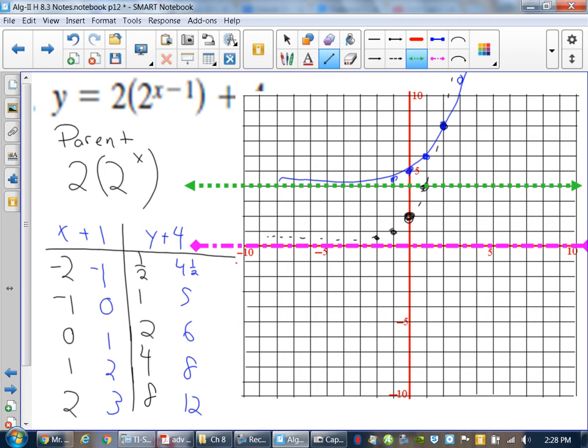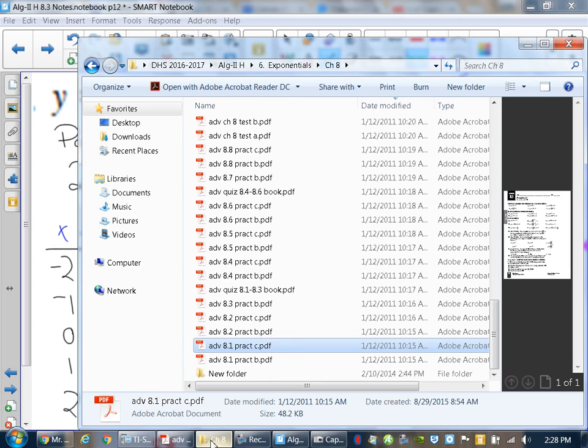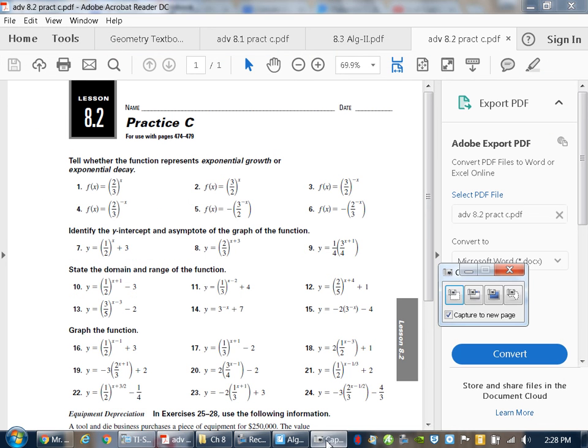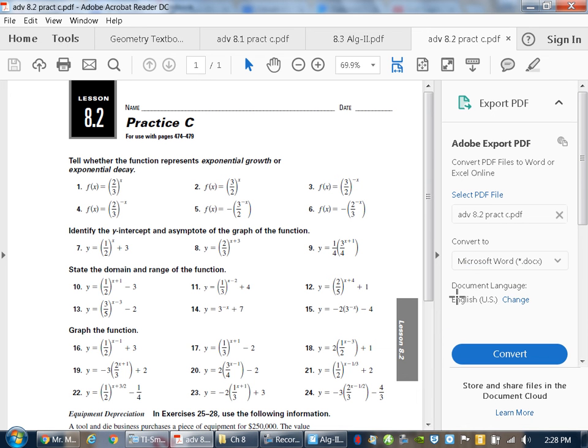Now, the difference between this and a decay problem is just that your decay ones have a fractional b value. Here's one I did earlier. This one.